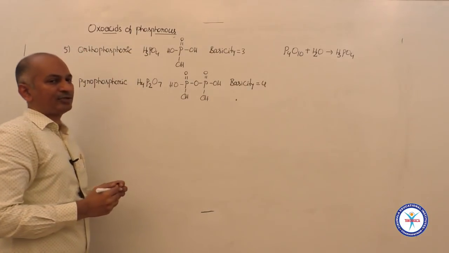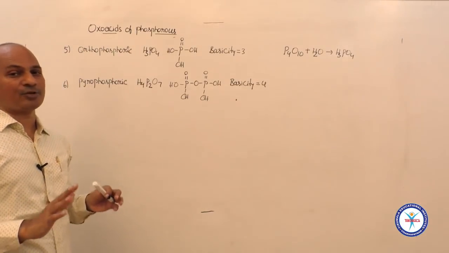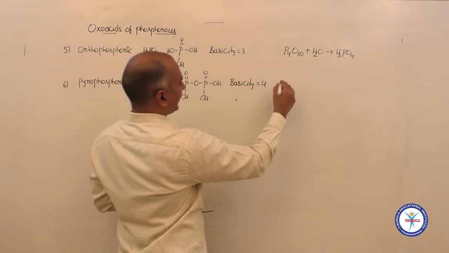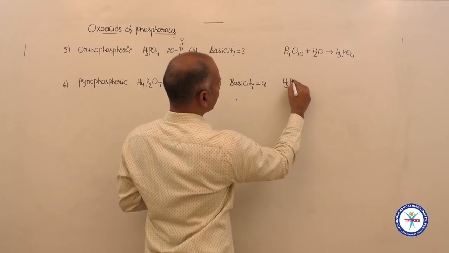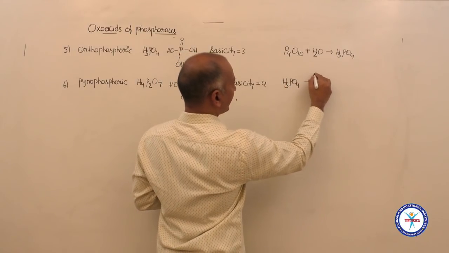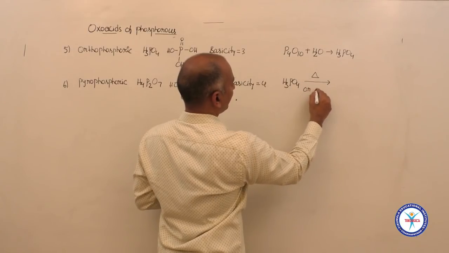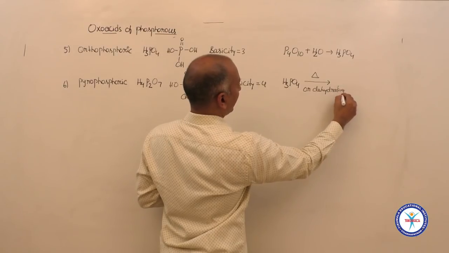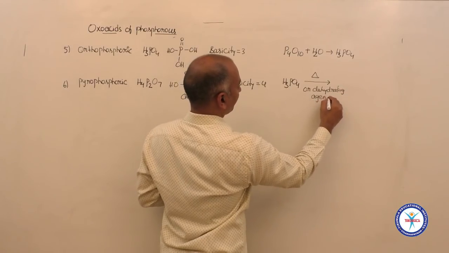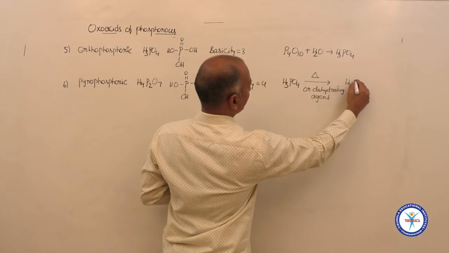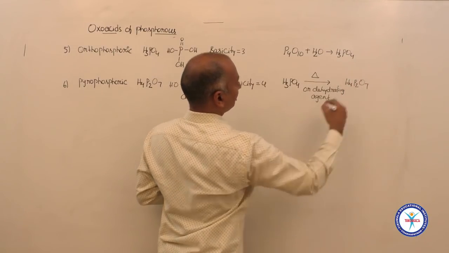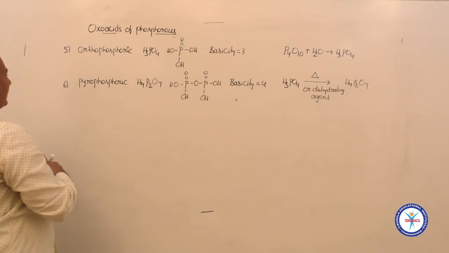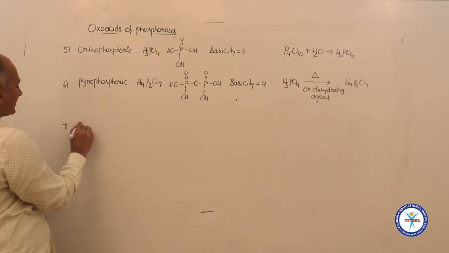And it is not a reducing agent. You don't have a single hydrogen directly attached to phosphorus. And it is prepared by taking orthophosphoric acid, and you either heat it or you add a dehydrating agent like PCl3. Then you will get H4P2O7, pyrophosphoric acid. Now the last one is metaphosphoric acid.